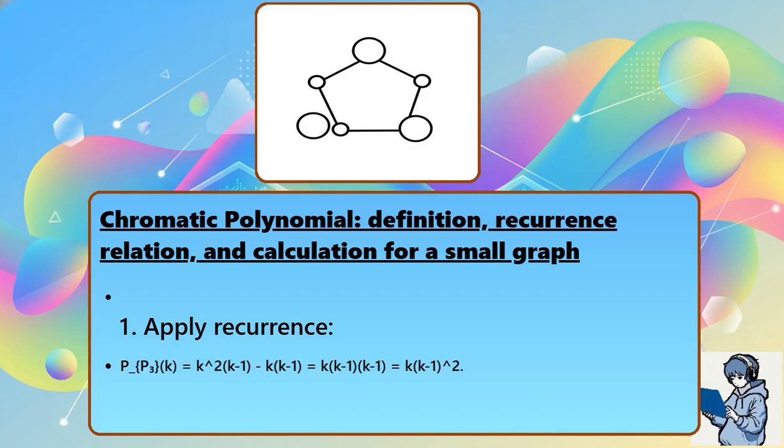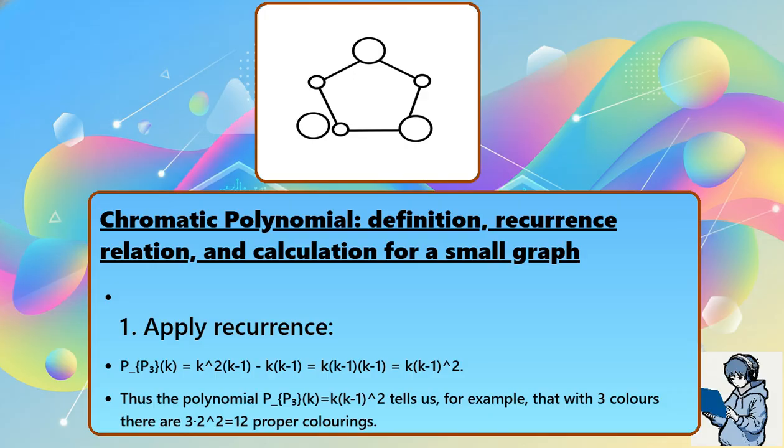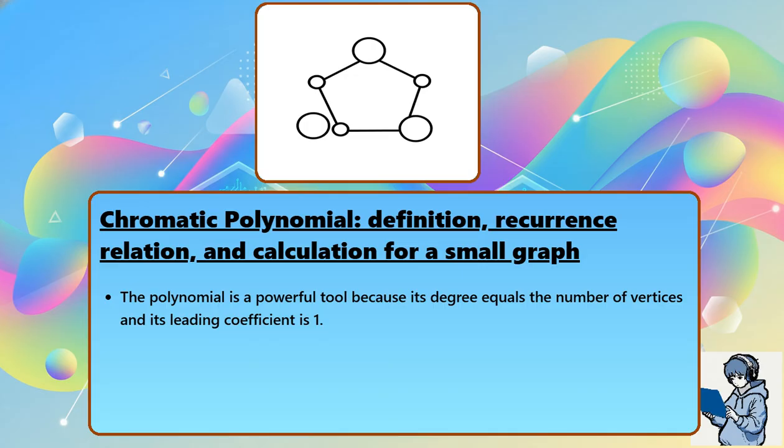Step 3, apply the recurrence. P_P3 of k equals k squared times k minus 1 minus k times k minus 1, which simplifies to k times k minus 1 times k minus 1, equal to k times k minus 1 squared. Thus the polynomial P_P3 of k equals k times k minus 1 squared tells us, for example, that with 3 colors there are 3 times 2 squared equals 12 proper colorings. The polynomial is a powerful tool because its degree equals the number of vertices, and its leading coefficient is 1.